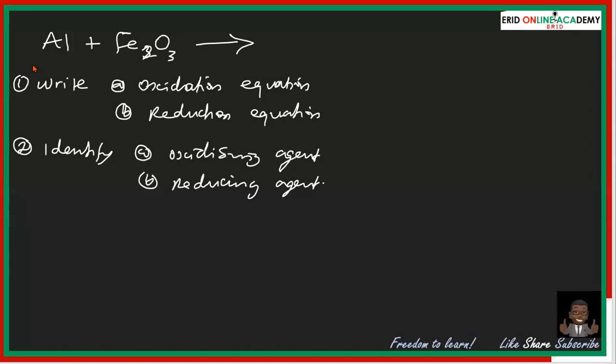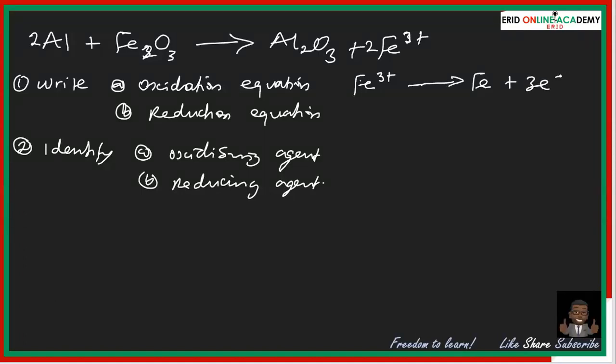Okay, take that again. You must have written this first: Al2O3 plus Fe 3 plus, right? You can balance the equation. So now, oxidation half equation, you say Fe 3 plus arrow Fe plus 3 plus 3e. Okay, good.